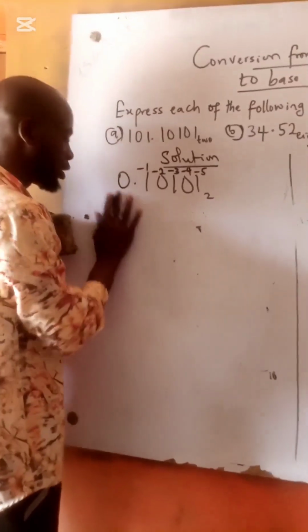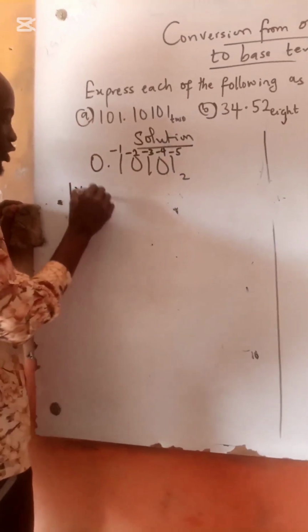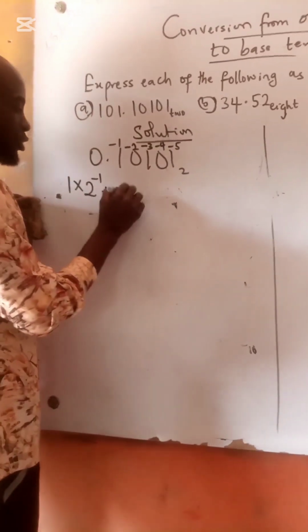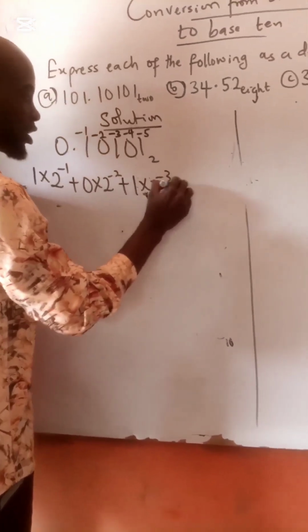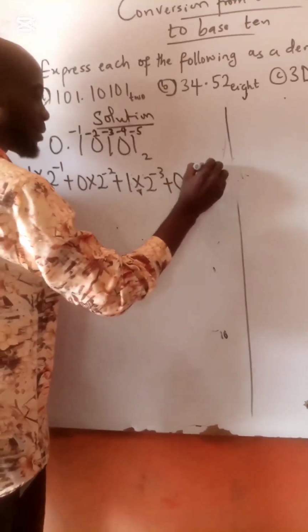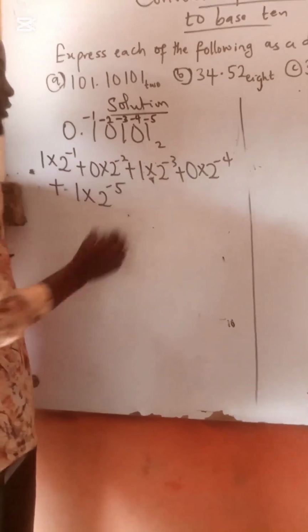We have 1, 0 is 0, so we don't really need that. 1 times 2 raised to the power minus 1, plus 0 times 2 raised to the power minus 2, plus 1 times 2 raised to the power minus 3, plus 0 times 2 raised to the power minus 4, plus 1 times 2 raised to the power minus 5.